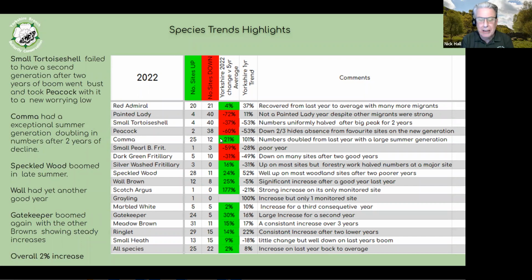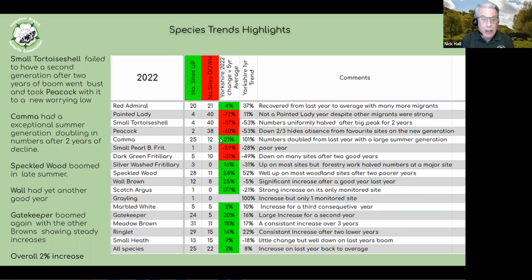The big problem with both those species, small tortoiseshell and peacock, is they suffer with parasites. And we're just going to talk about that. When I talk about tortoiseshell, I'm going to show you a bit more detail about that. So good news about the comma. The speckled wood: you would think in the heat, for a species which is a grass feeder, it would really suffer in the drought. Well, it hasn't. It's absolutely boomed, up against the five-year average, and nearly 50% more than previous year. They really have had a good year.